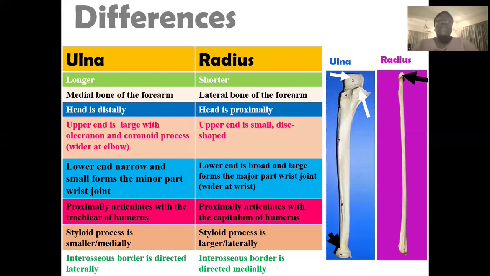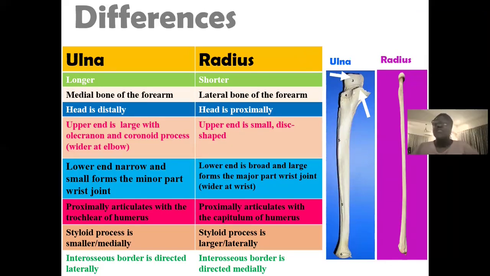From the length, the ulna is positioned around the medial side of the forearm, while the radius is positioned around the lateral side or region of the forearm. The head of the ulna is also distally placed. This is where we have the head of the ulna around this lower region, and the head of the radius is proximally directed. And this is why you have the head of the radius facing the upper part.